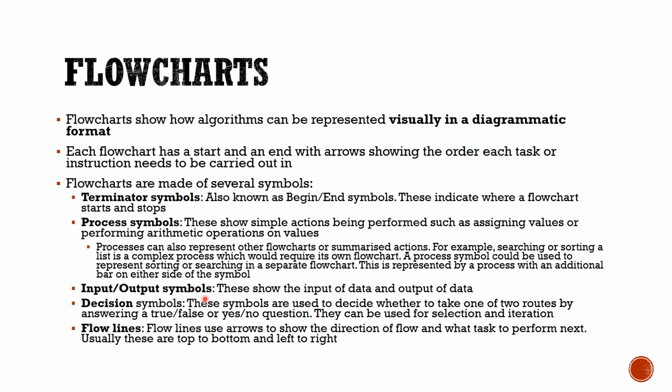Input and output symbols show how the input will be taken and how we are going to display the output. Decision making: these symbols are used to decide whether to take one of two routes by answering a true or false, or yes or no, question. These can be used for selection and iteration. Last but not least, flow lines. Flow lines use arrows to show the direction of flow and what task to perform next. Usually these are top to bottom and left to right.